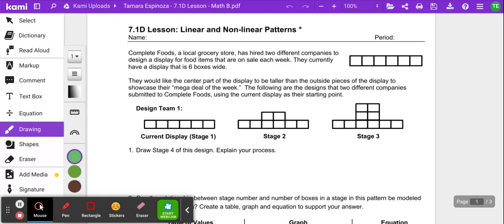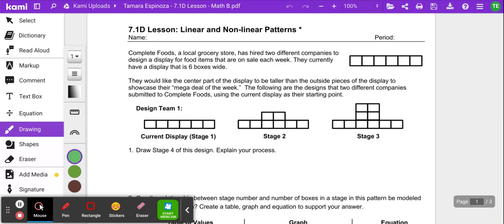Hello, Math B. We are going to do lesson 7.1D, and we're looking at linear, meaning a line, and nonlinear patterns, things that are not a line. Complete Foods, a local grocery store, has hired two different companies to design a display for the food items that are on sale each week.